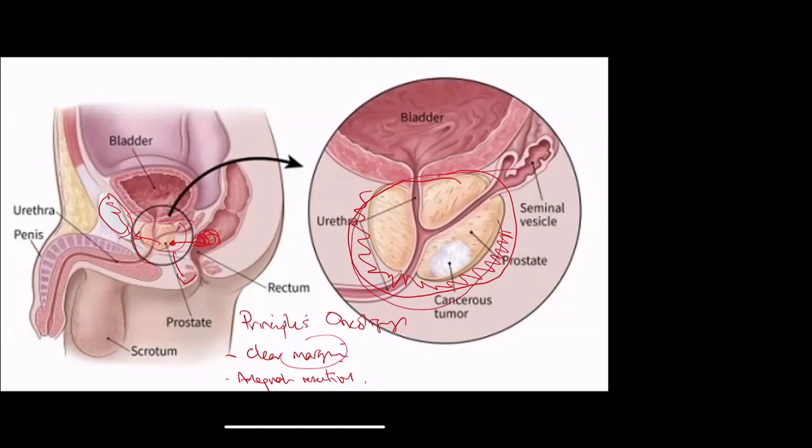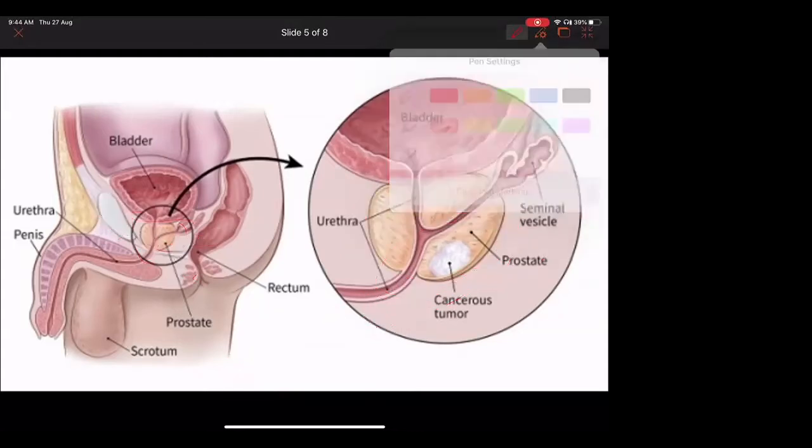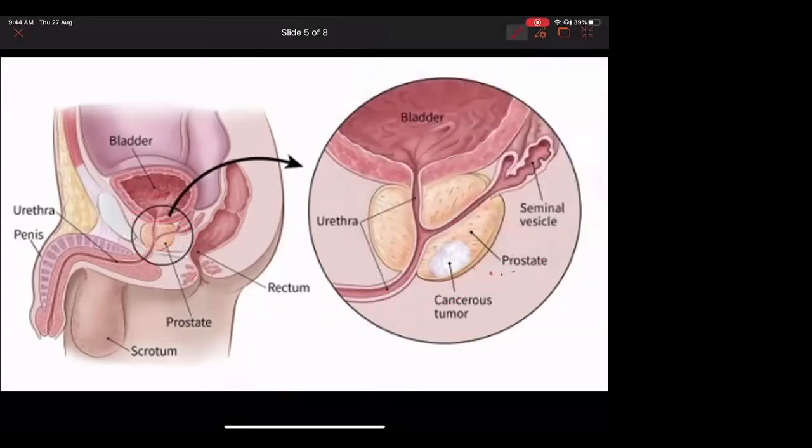We don't chop one piece, we don't chop one piece, we don't chop one piece. Why do we not do that? Because if you cut into the organ itself, there's a chance that microscopic spread can occur. We try to take it out in one chunk like that.